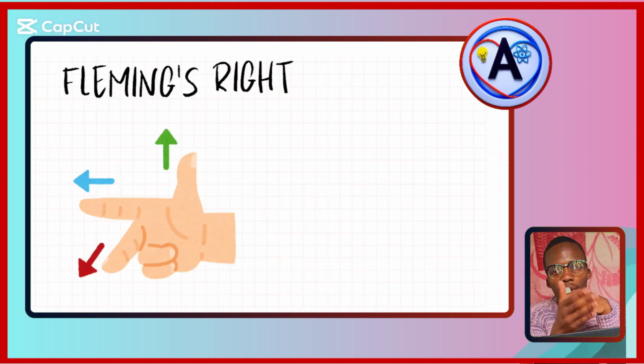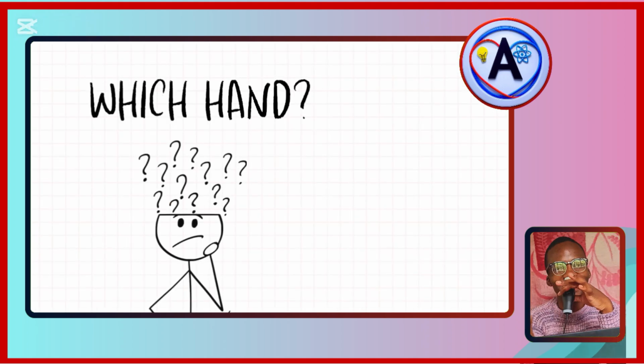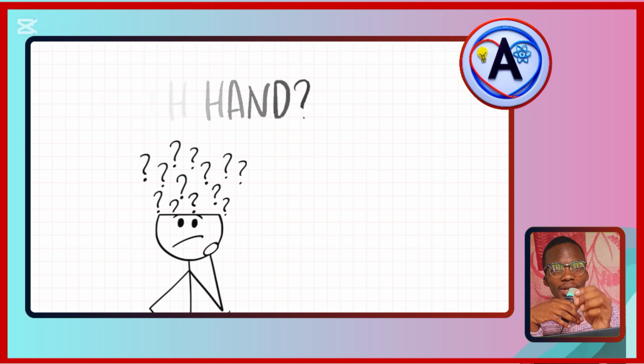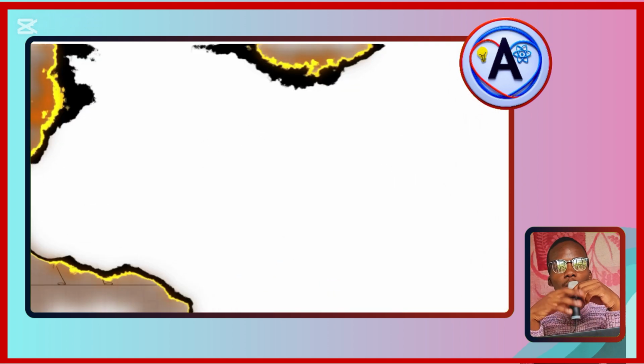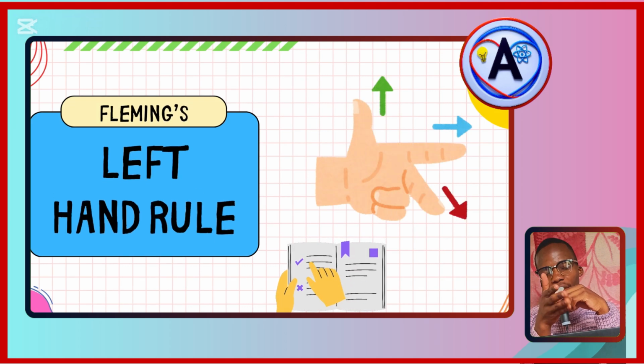Fleming's left-hand rule or Fleming's right-hand rule, which hand do you use? This seems like a very easy and straightforward question, but it's quite difficult. So first, let's start with understanding where Fleming's left-hand rule actually applies.